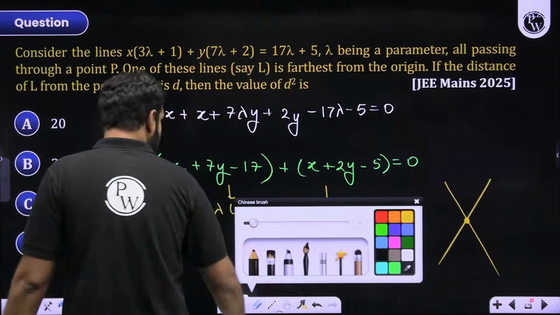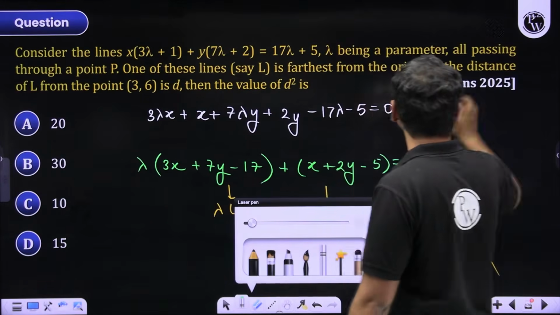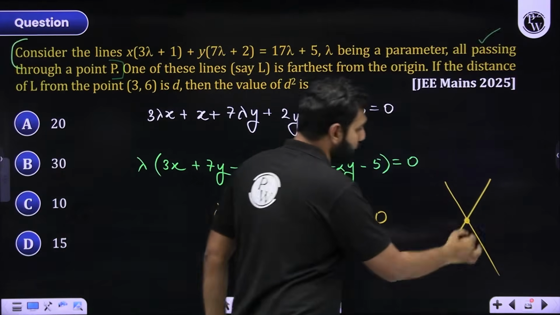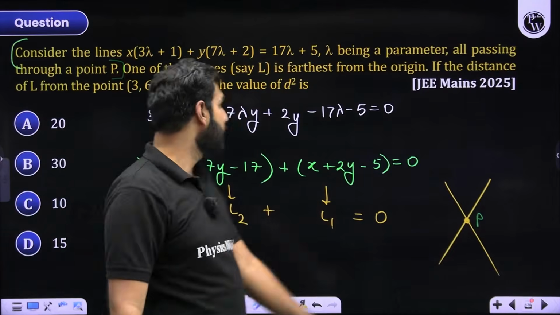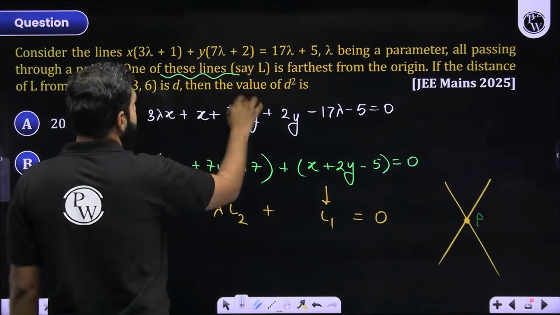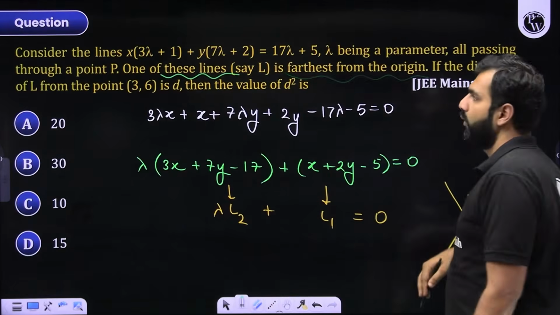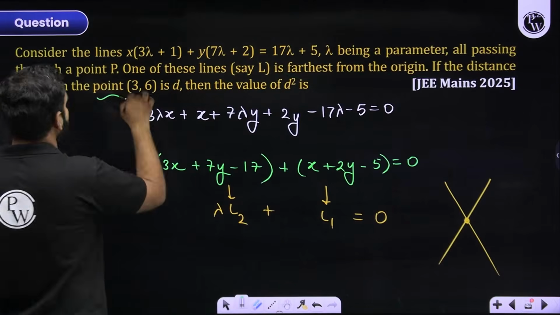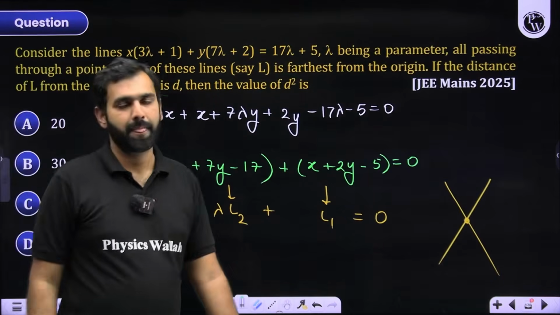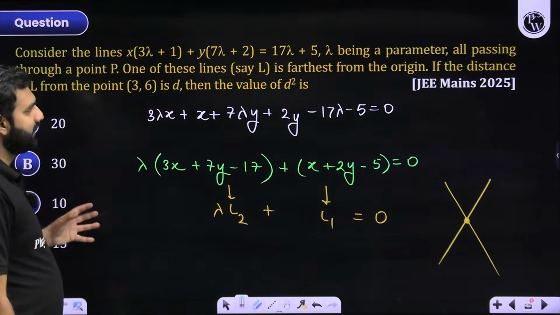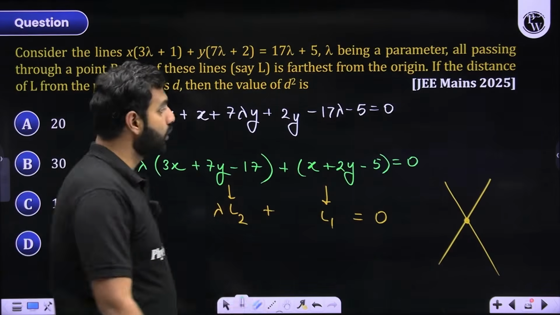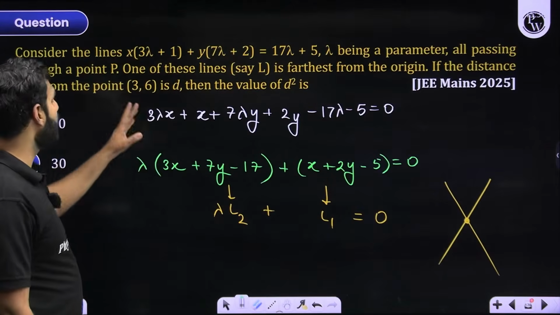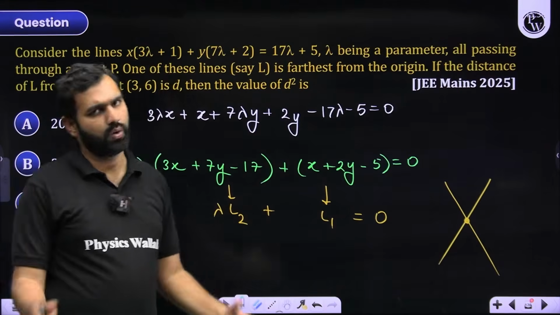The question is that all pass through a point P. So there are infinite lines which are passing through this point P. All right, that's great. Then one of these lines is farthest from the origin, and the distance of L from the point (3, 6) is D. Out of all these lines, the one which is farthest from the origin, the distance of that line from (3, 6) is D, and then you need to define D square. Okay, we'll talk about that.